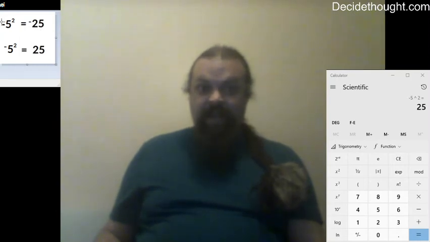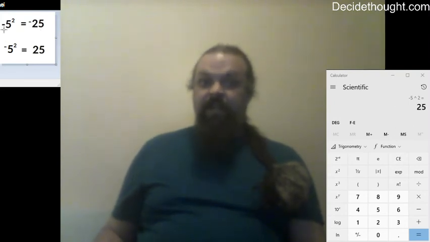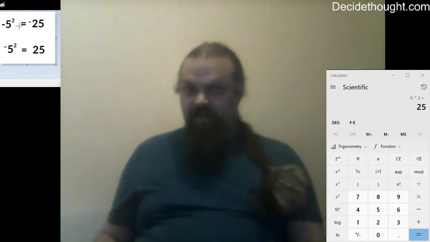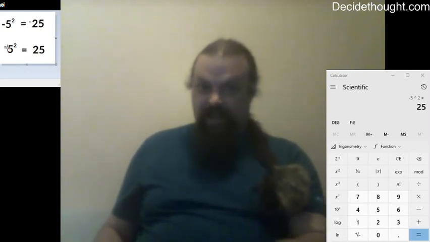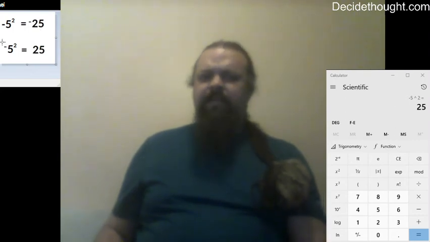Here we have a minus symbol connected to 5 squared. Down here, we have the negative symbol. Please note, minus is centered on the number. This is minus 5 squared, or negative of 5 squared. This down here is saying negative 5. It's saying the 5 is already negative. But they look pretty similar.